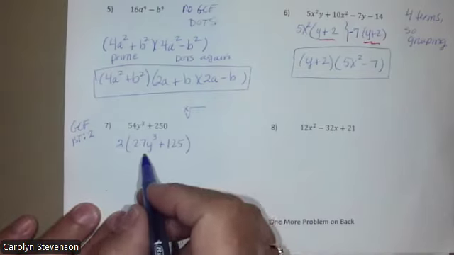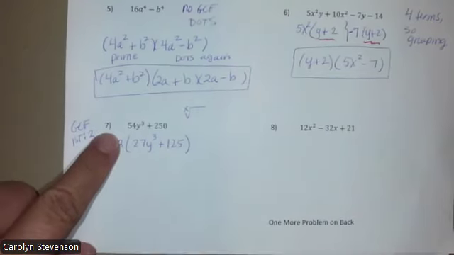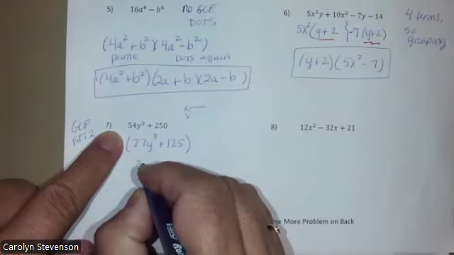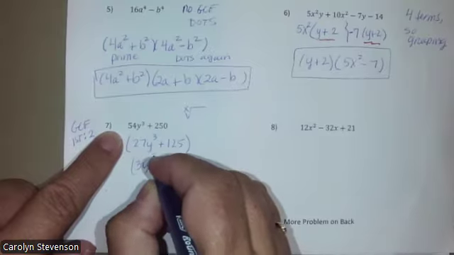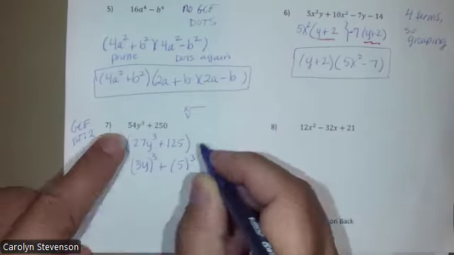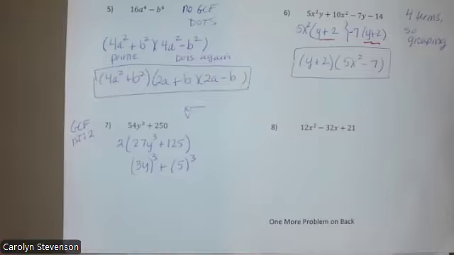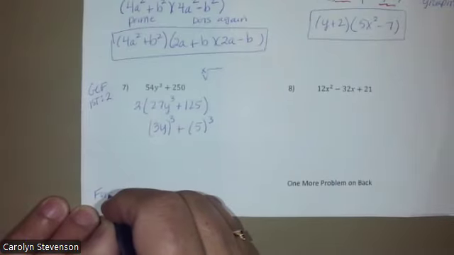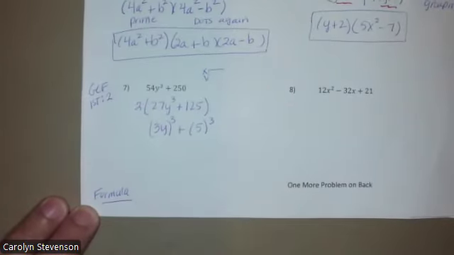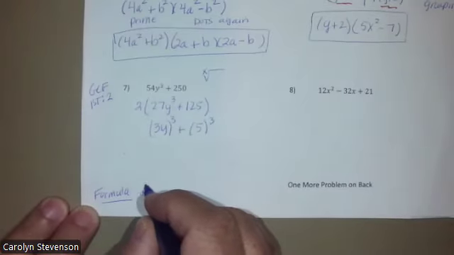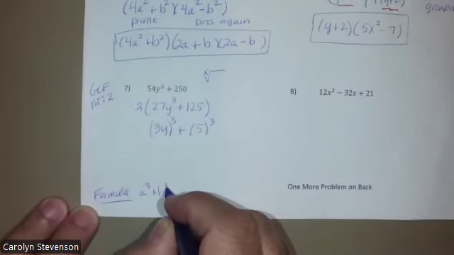So let's first get this written as cubes. We're going to let the 2 just hang out as a GCF. This is going to become 3y to the third plus 5 to the third. And I'm going to write the formula down at the bottom. This is a sum of 2 cubes, so a cubed plus b cubed.